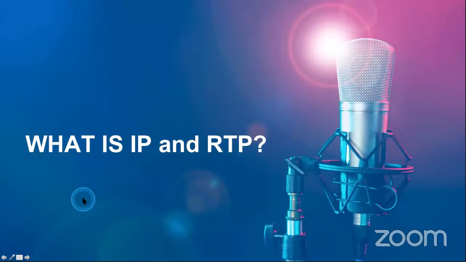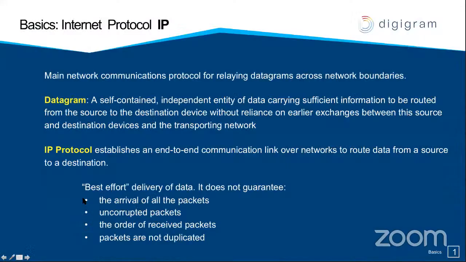So what is IP and RTP? Well, in essence, internet protocol and IP are required for doing this over WAN. And all of the information that we're streaming essentially is in what we call a datagram, which is a self-contained, independent entity of data that carries that information. And an IP protocol essentially establishes an end-to-end communication link over a network. So we're routing data from a source to a destination.